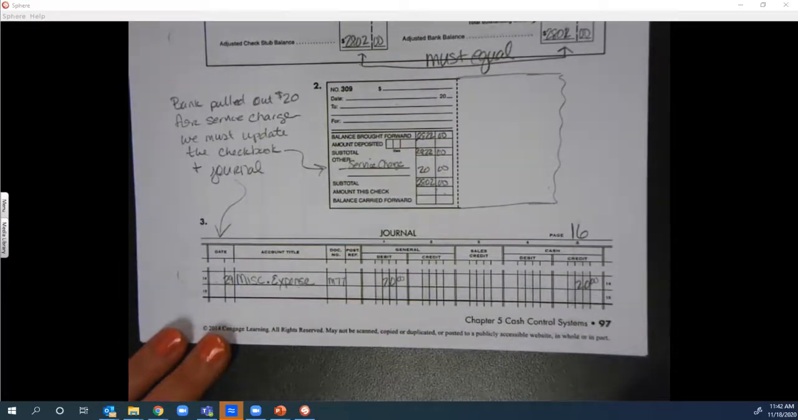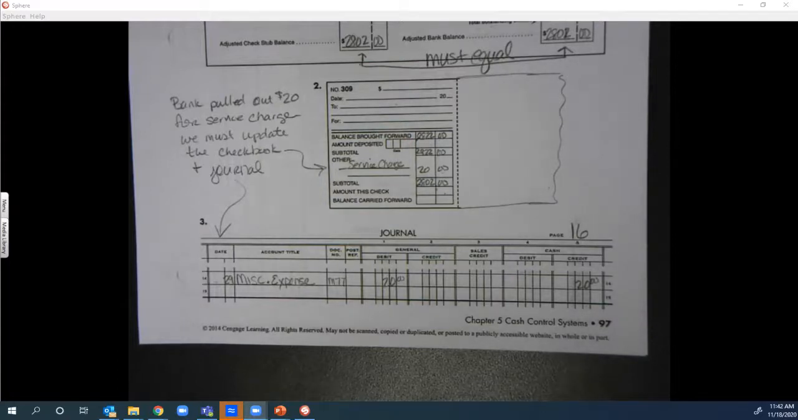Okay. Pretty straightforward there. Any questions on that? So service charges are just miscellaneous expenses? Yes, right now. Like I said, sometimes you just have to look at the chart of accounts and see if there is a specific account for bank charges or service fees or something like that. But I think for most of the time, it's going to be miscellaneous expense.